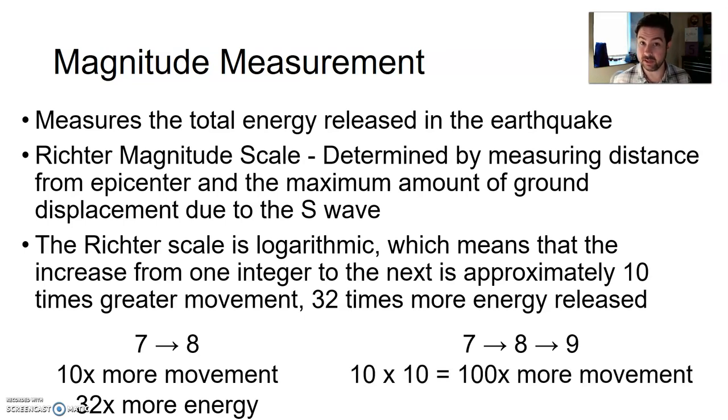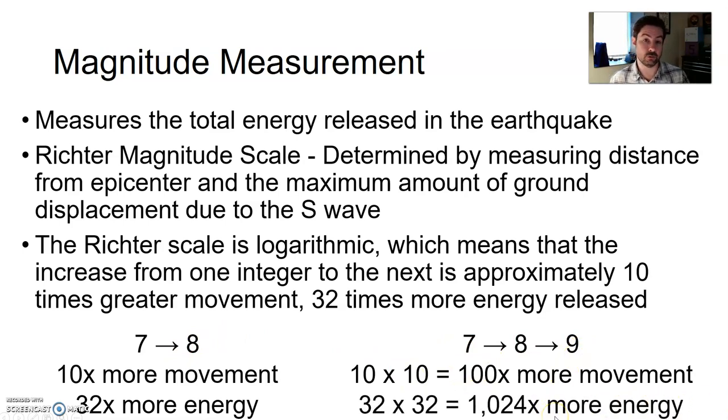It's multiplicative. You're not adding 10 plus 10, so it's 20 times more ground movement. No, logarithmic means multiplicative, so it's 10 times 10. So the difference between a 7 and an 8 versus a 7 and a 9 is 100 times more movement. And as far as energy is concerned, 32 times 32, over 1,000 times more energy is released in a 9 than in a 7. So each step you go on the scale is not additive, it's multiplicative. As you get higher and higher on the scale from 0 on up, every step is a lot more movement, a lot more energy.